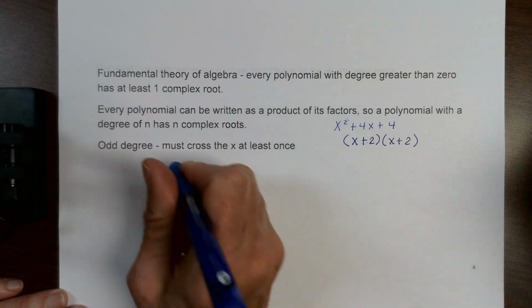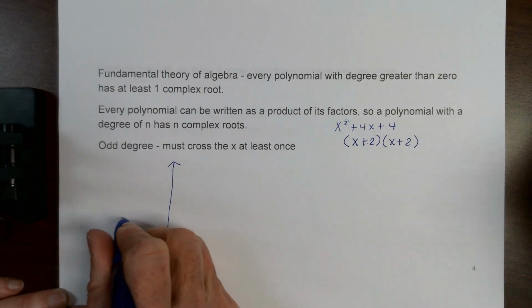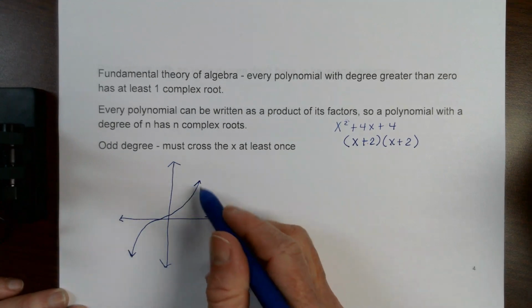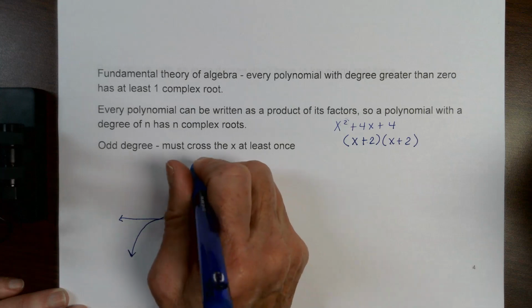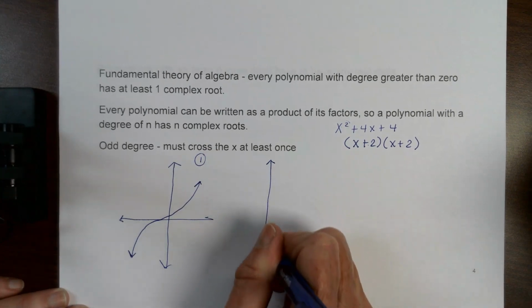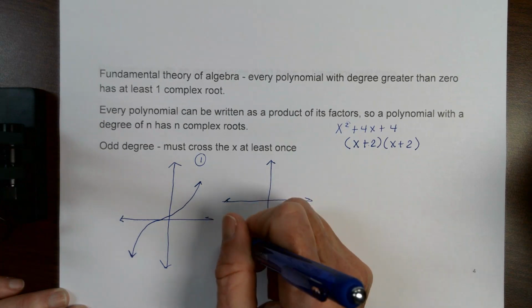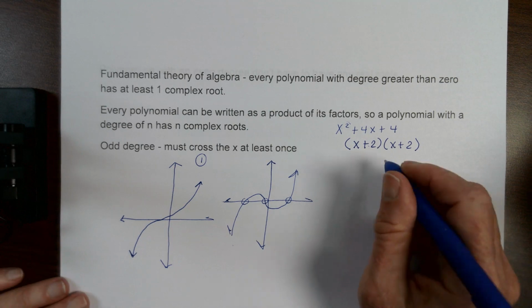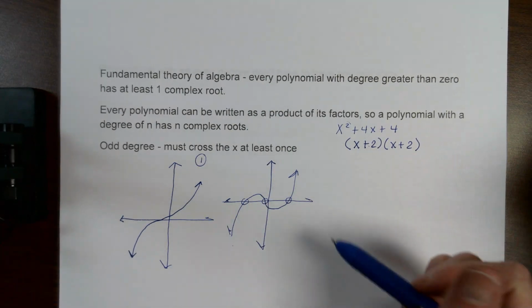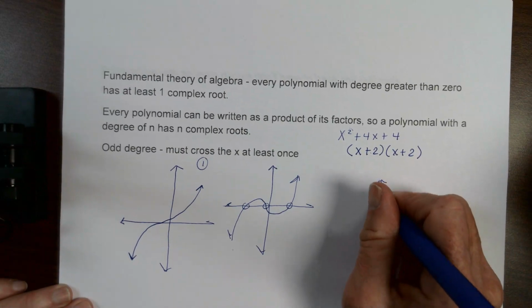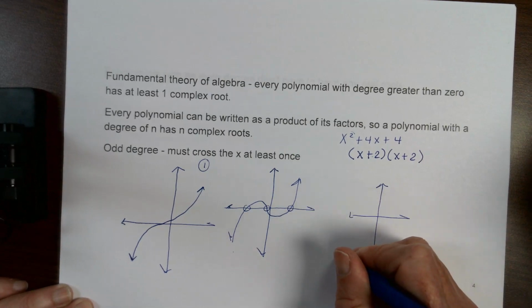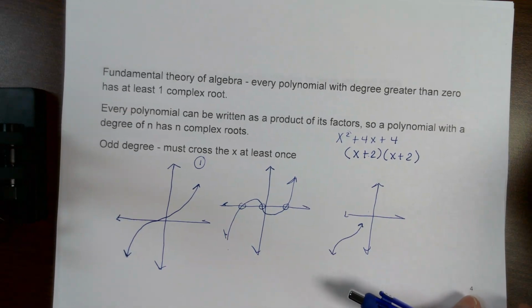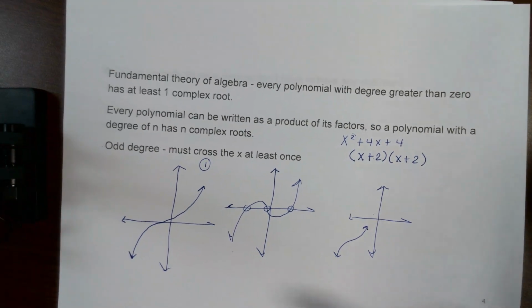An odd degree must cross at least once. If you remember anything about an odd degree, the end behavior goes in opposite directions. So no matter where I shift this thing, eventually I could shift the whole thing down. So this has 1, but it might have more than 1. It might do this. It has 3 roots. It might have 5 roots. It might have 7. But it's going to have at least 1, because if I shifted this whole thing down where it doesn't cross, when you continue that arrow up, it's going to cross 1 time. So an odd degree would have an odd number of complex roots.